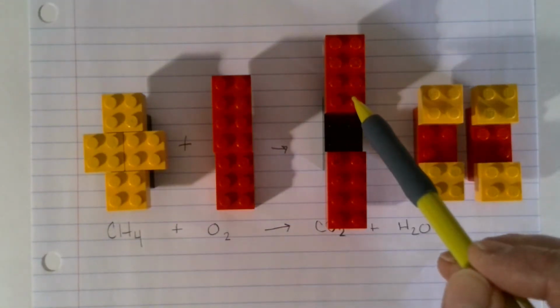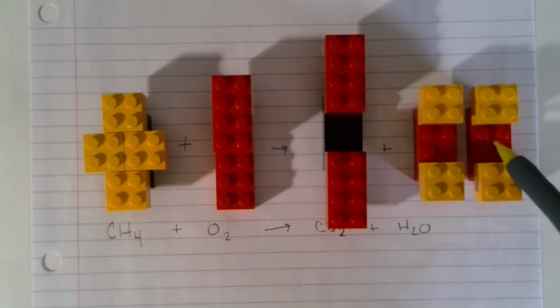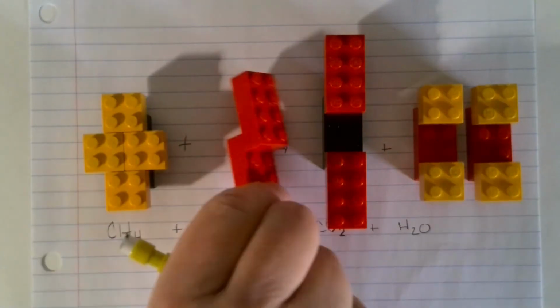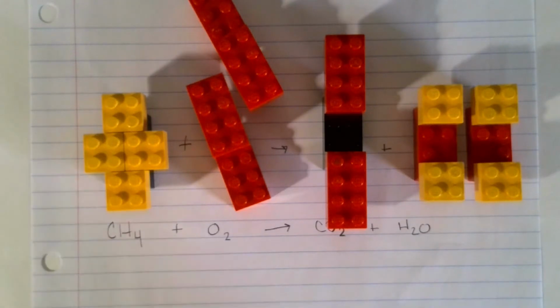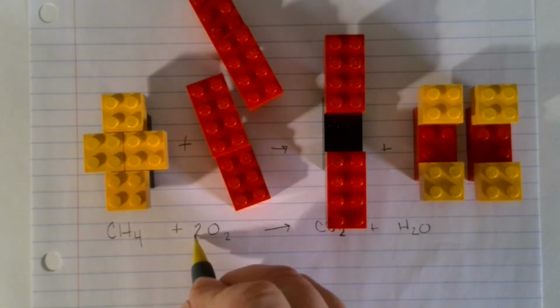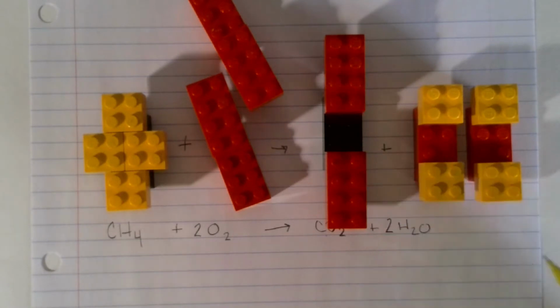oxygens, I have my red Lego bricks. I have 1, 2, 3, 4. On this side, I only have 2. So what would I have to add? Well, I'd have to add another oxygen, of course. So to balance this, that means I need 1 methane, 2 oxygen, I get 1 carbon dioxide, and 2 water.